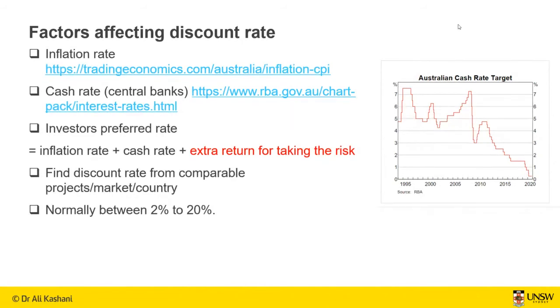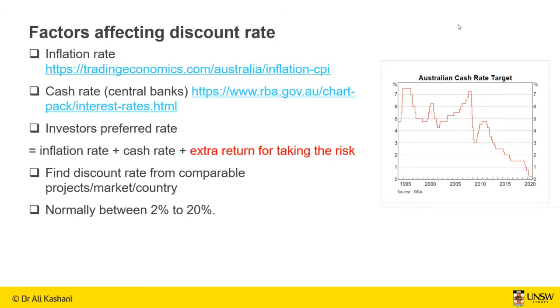The other way of calculating the discount rate is based on comparable projects, or what is normally used in that market or that country. So this is also giving you a guide. After you calculate your preferred discount rate, you can compare it with the common discount rates in the market or in the country, see how far you are below or above that, and you can adjust it.